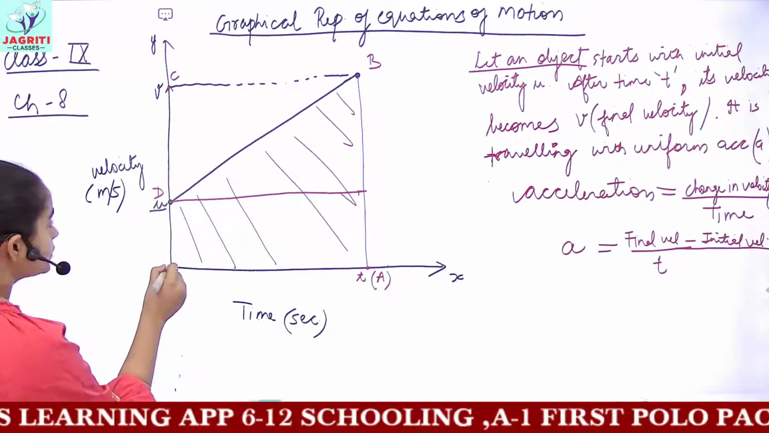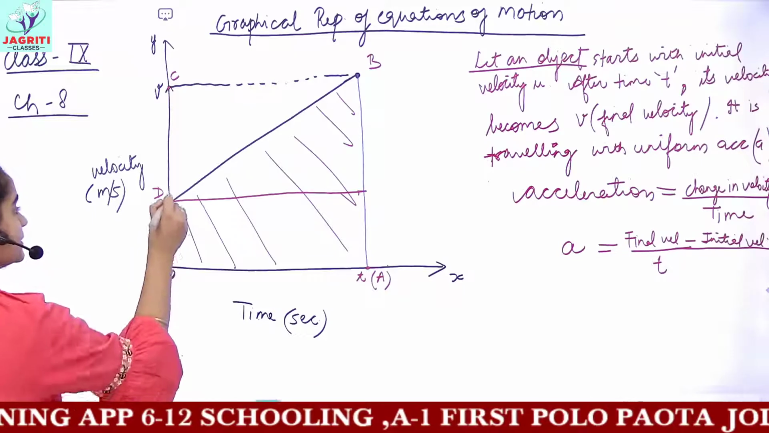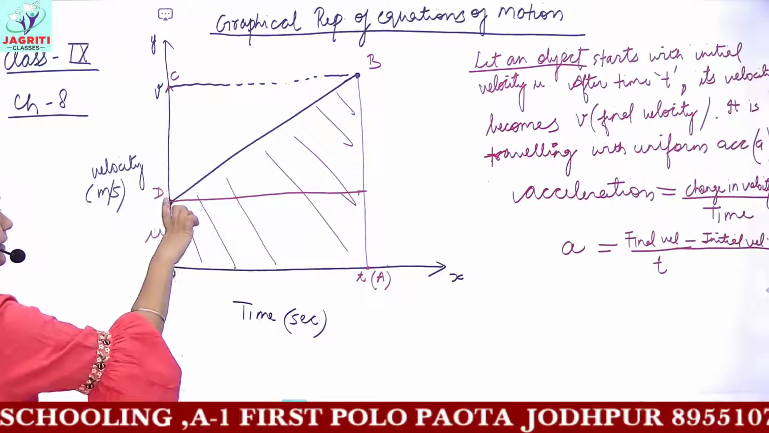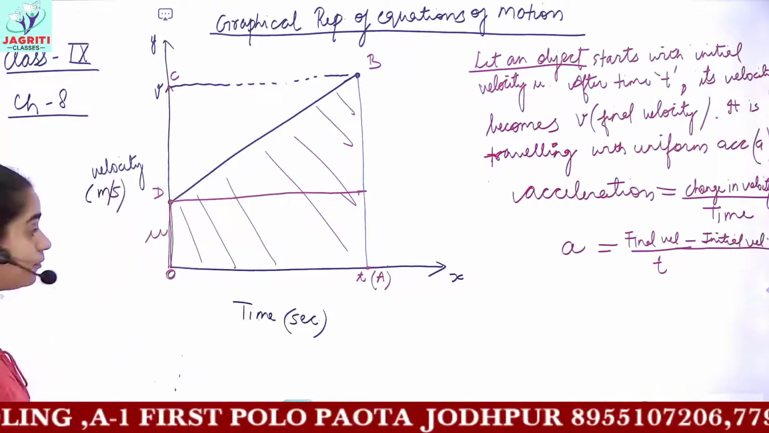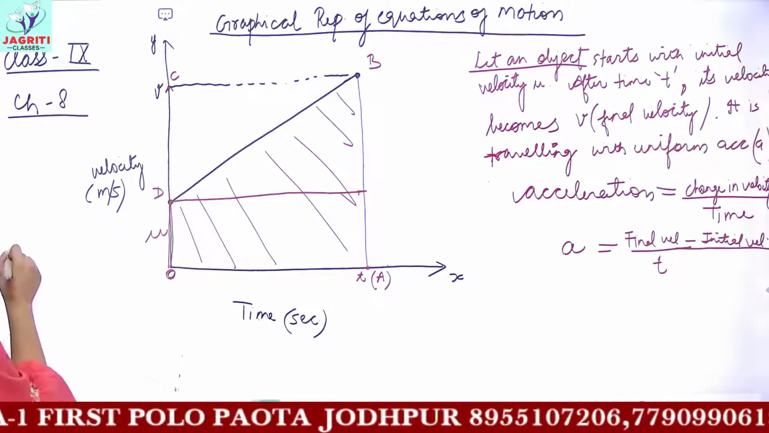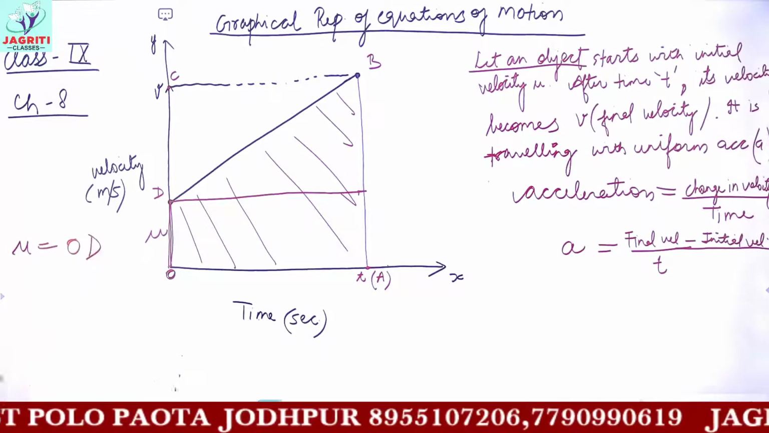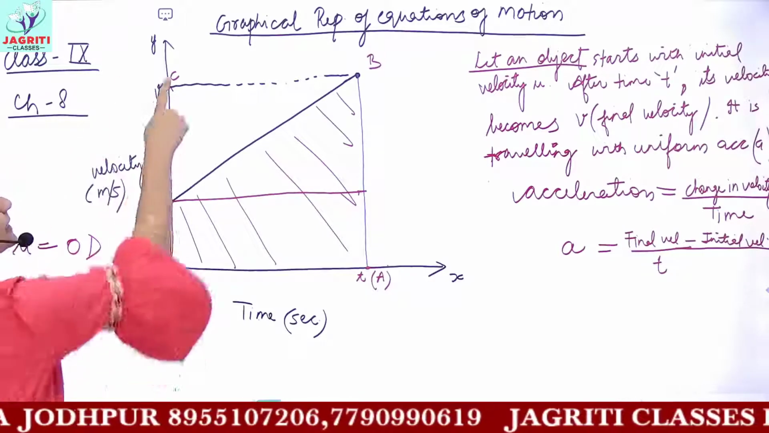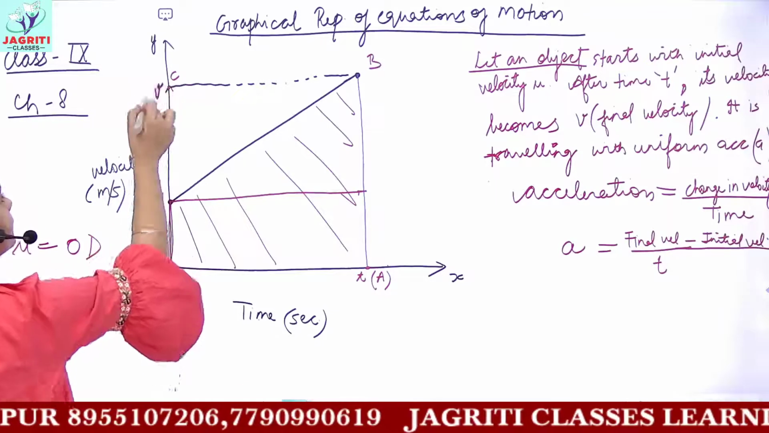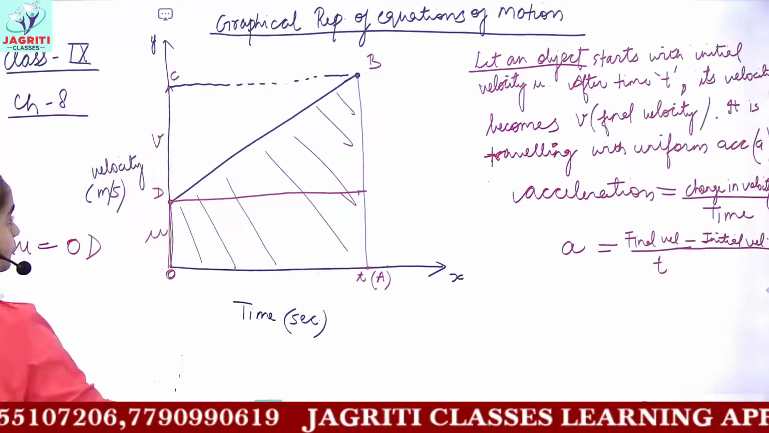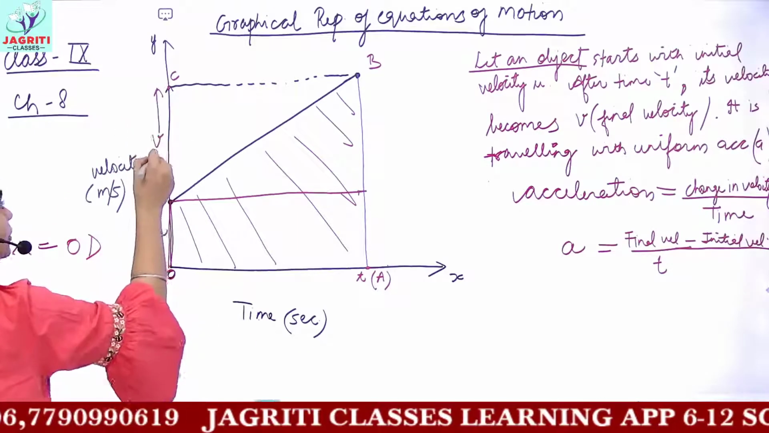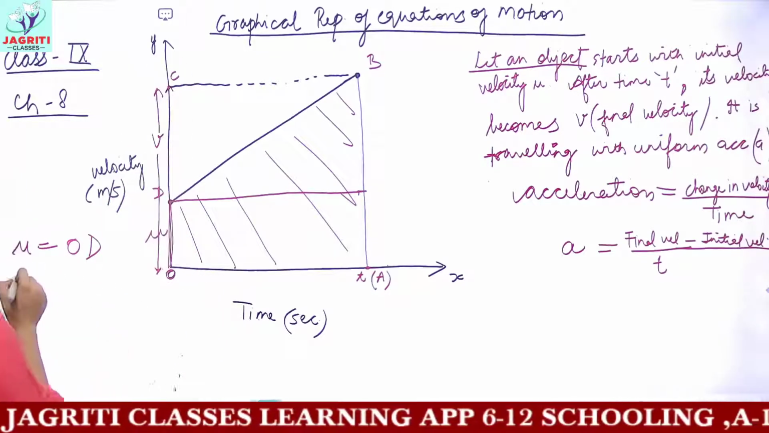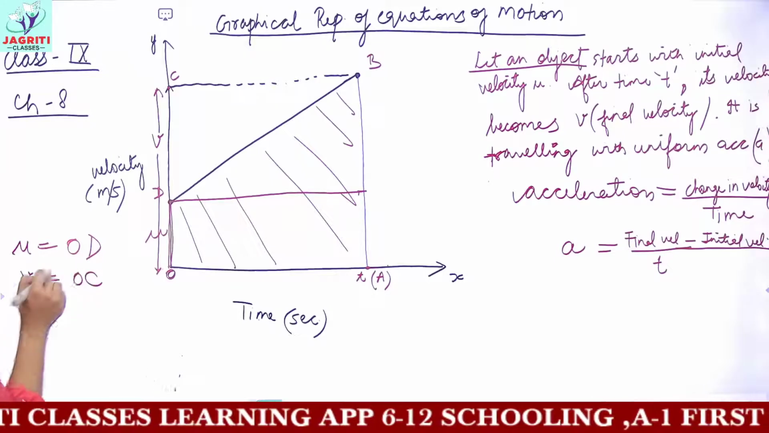So what is initial velocity? Initial velocity is from O to point D. This represents the value of u. Okay? We say that the distance O to D represents the value of u. So here initial velocity from the graph would be OD. And what is your final velocity? Final velocity is from the point O to the point C. OC gives you final velocity. So here final velocity V is OC.